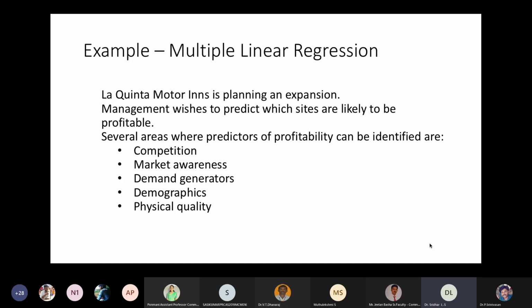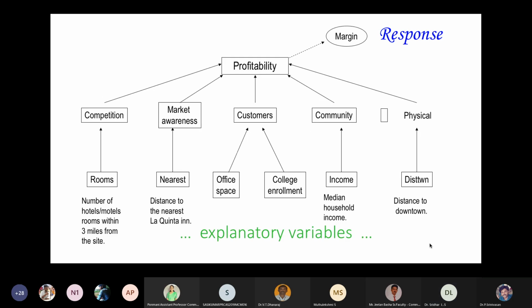Lee Quantum Motor is planning the expansion. Management wishes to predict which sites are likely to be profitable. They have been using several predictors of profitability. So the profitability is the Y. You can understand the relationship: Y here is the profitability. X is the competition, market awareness, demand generators, demographics, and physical quality. All are the X variables, X1, X2, X3. They can be rated like this.